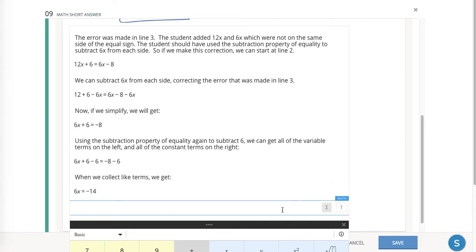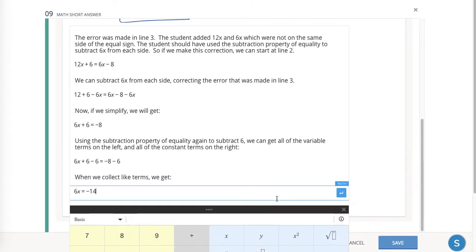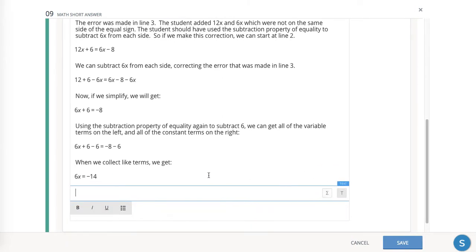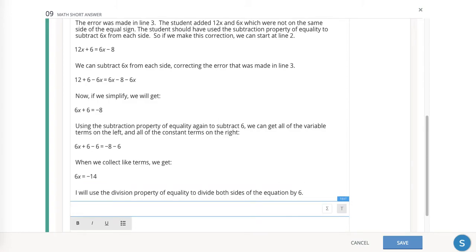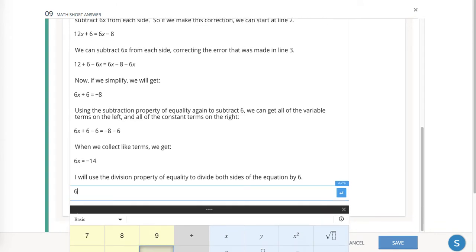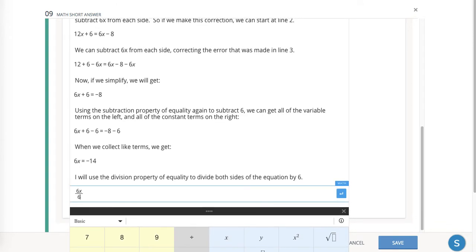All right, the next thing we need to do is divide both sides by 6. So when I divide both sides by 6, that is the division property of equality. So I'm going to explain that, and then I will show my work. So I'm going to type in what I have, and I'm going to divide the left side by 6. So 6x divided by 6, and then equals negative 14 divided by 6.